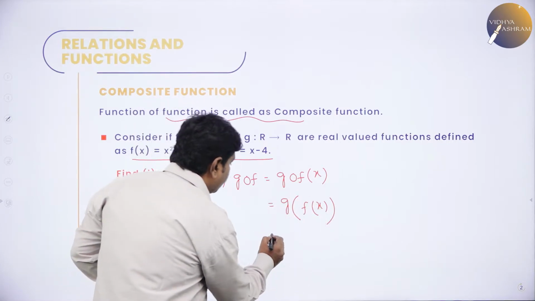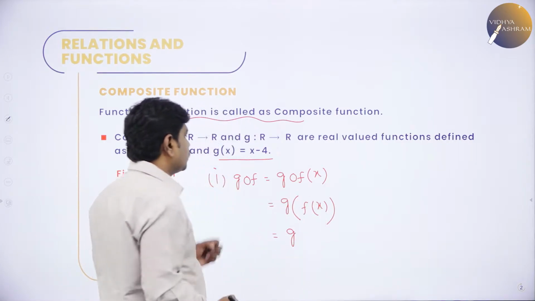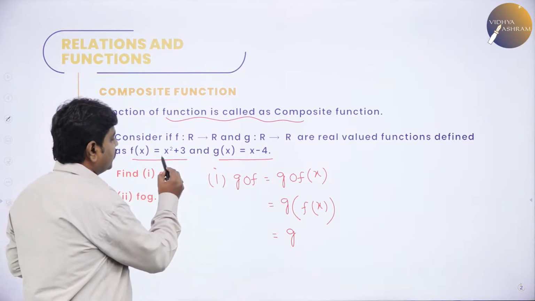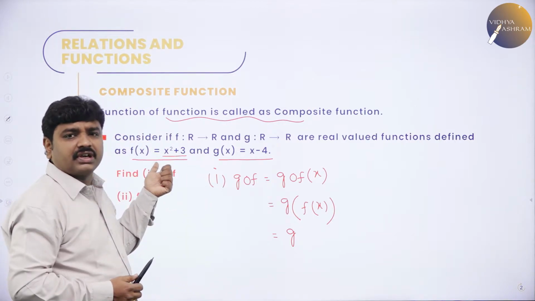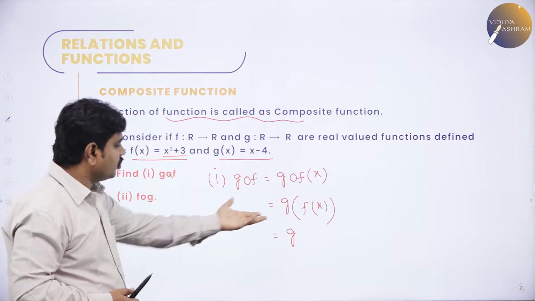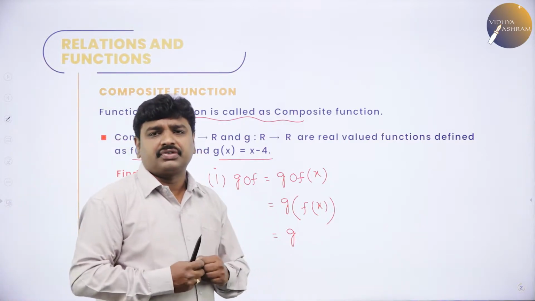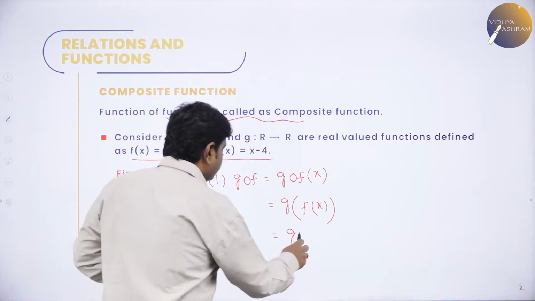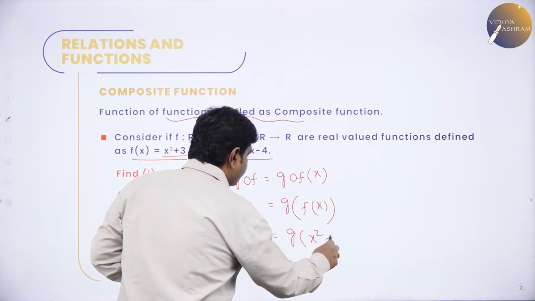And f of x. Observe the question. In the question, they will give f of x. What is f of x given? X square plus 3. That is given. So just put the value of f of x. In f of x's place, we will put x square plus 3.